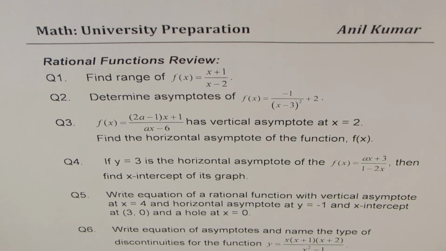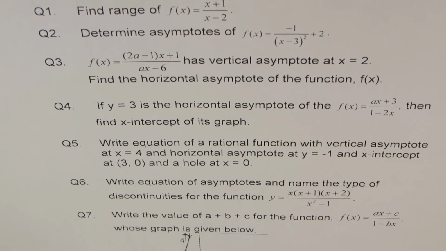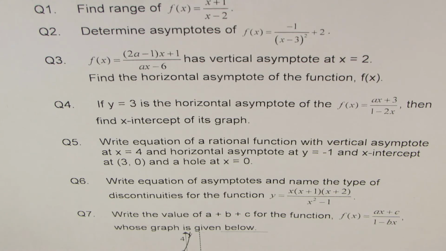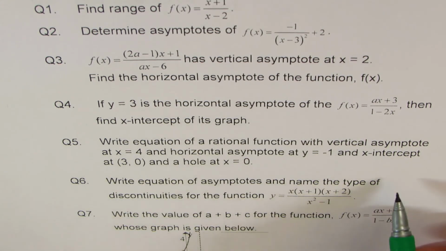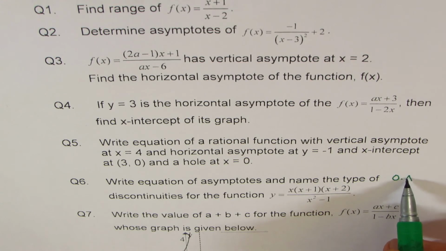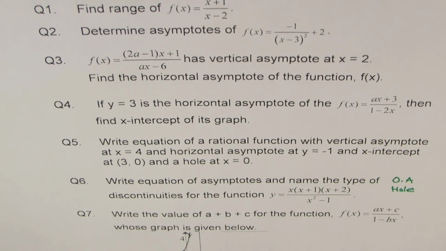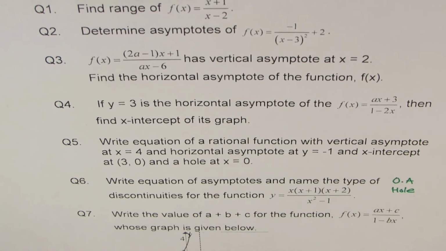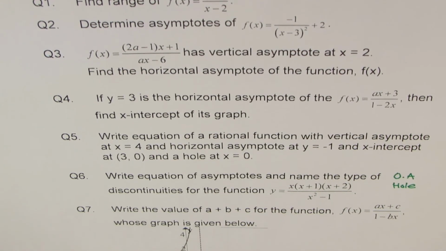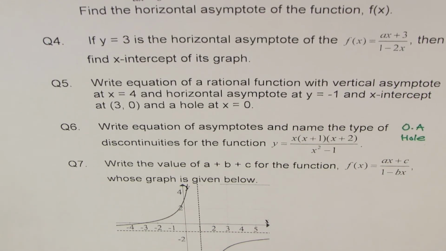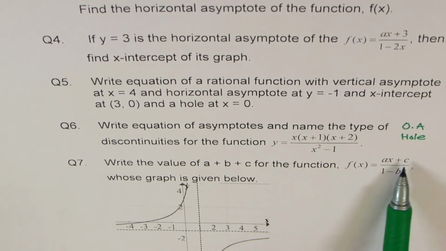So I think you can see 6 questions. The 6th one is the one which I really added. You will notice that most of these questions deal with horizontal and vertical asymptotes. However, in question number 6, you will be looking into oblique asymptote, right? And hole. So that makes it special. Also try to sketch this particular function. Question number 7 here is you have to write the equation from the given graph, and once you do that, then you have to calculate what ABC is and provide their sum.